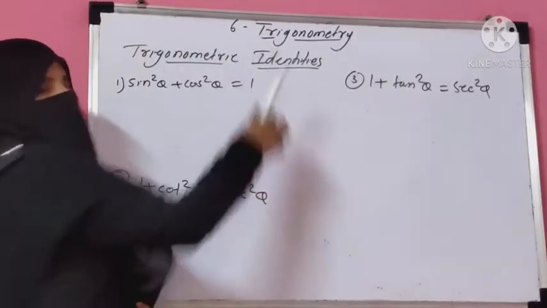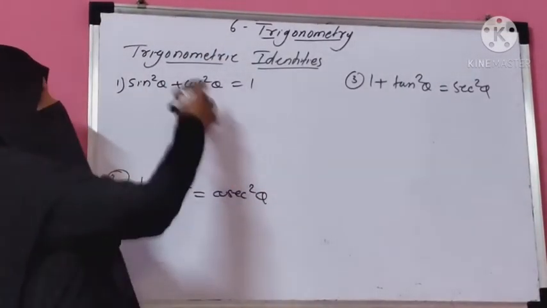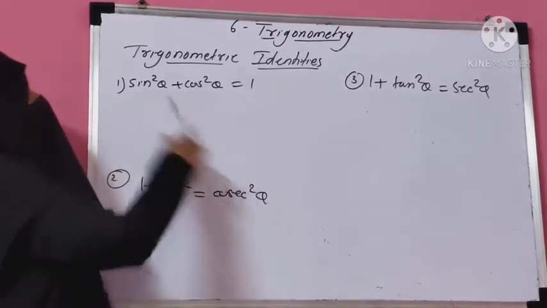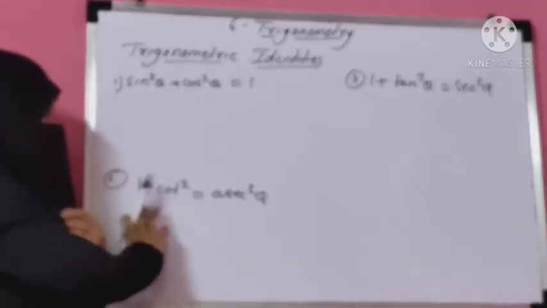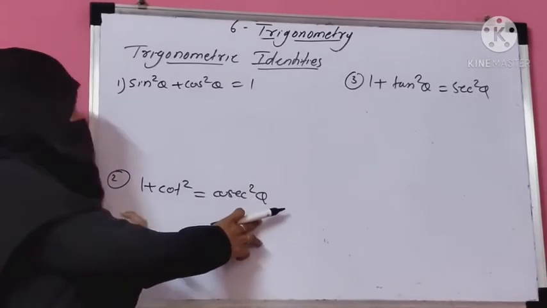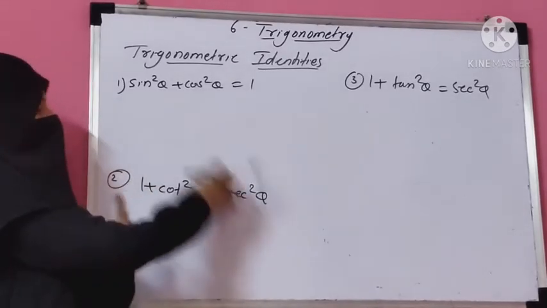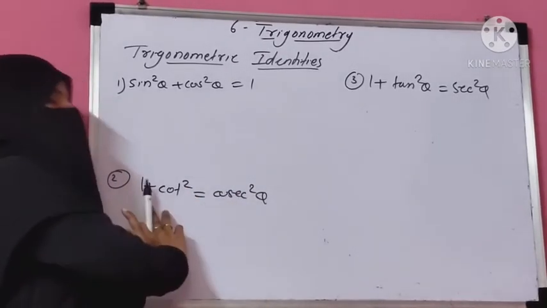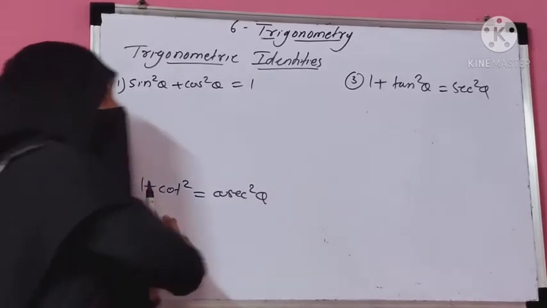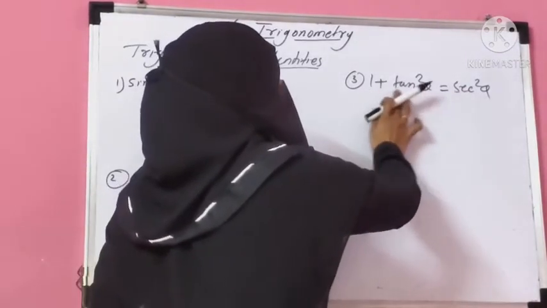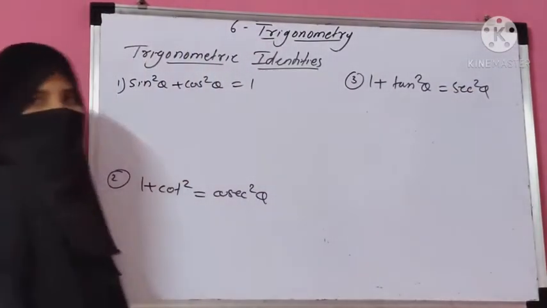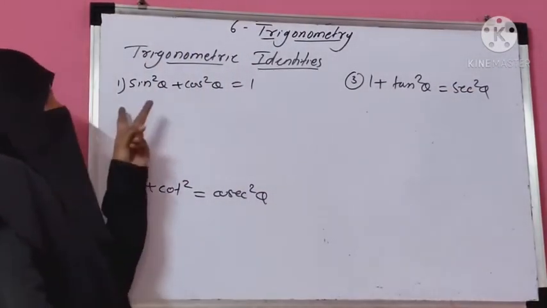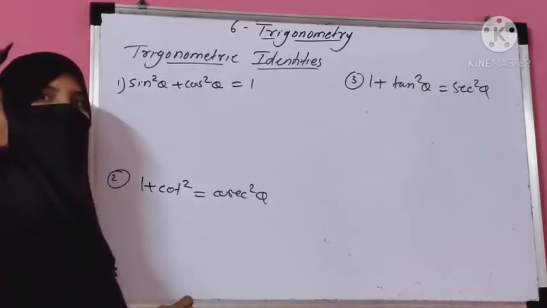Next part is trigonometric identities. There are three trigonometric identities. One is sin square theta plus cos square theta is equal to 1. Second is 1 plus cot square theta is equal to cosec square theta, or you can say that cosec square theta is equal to 1 plus cot square theta. Sec square theta is equal to 1 plus tan square theta, or 1 plus tan square theta is equal to sec square theta. By using each identity, we can frame three formulas.